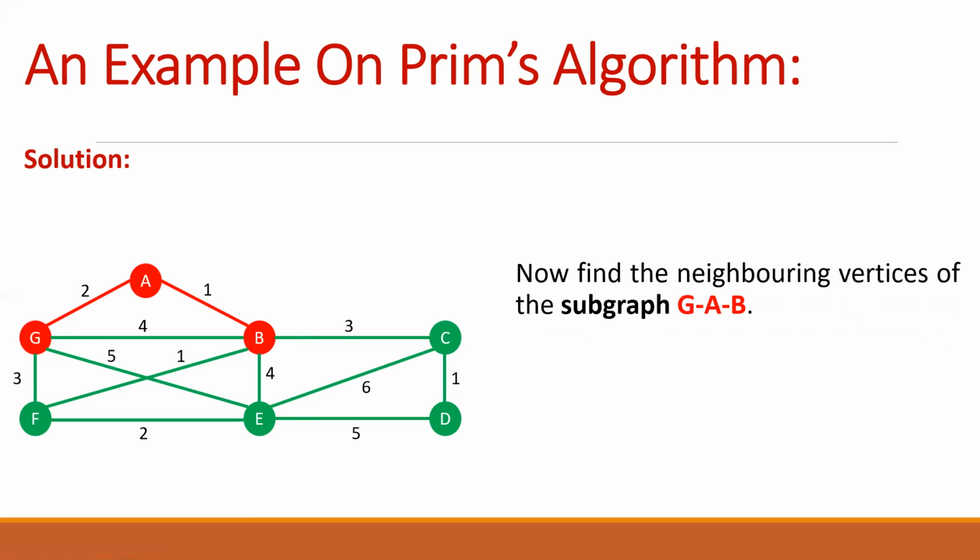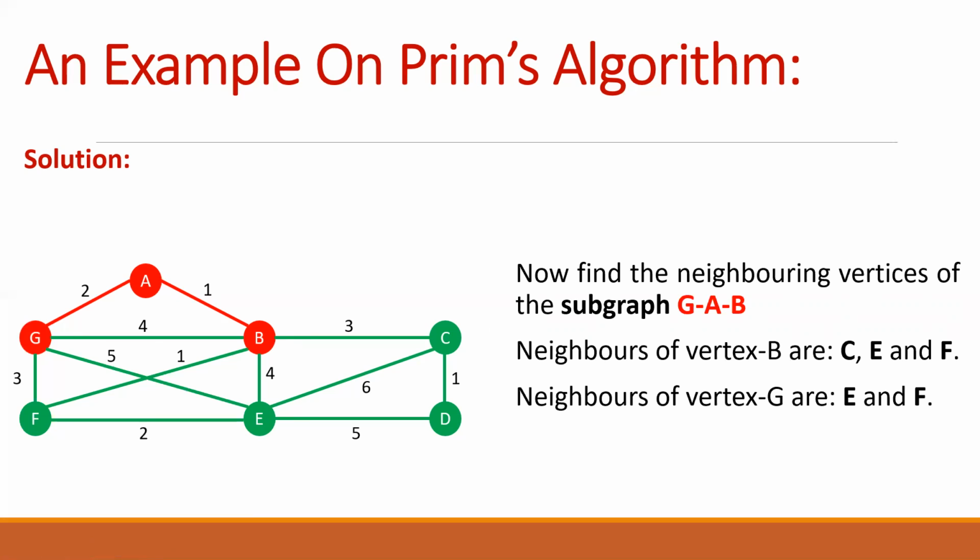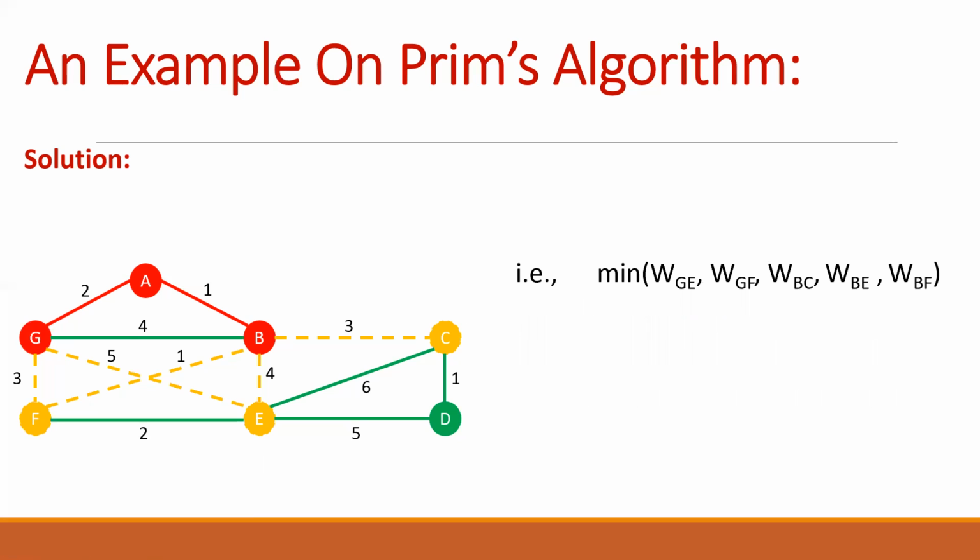Now for GAB, we find the neighboring nodes. The neighboring nodes of vertex B are C, E, and F, and the neighboring nodes of vertex G are E and F. So we highlight these two. A has no neighboring node because both its neighboring nodes G and B are part of the subgraph GAB. Therefore, A has no new neighboring node. So out of these C, E, and F, we have to decide which vertex is to be connected to the subgraph GAB. So to decide this, we have to find the minimum weight.